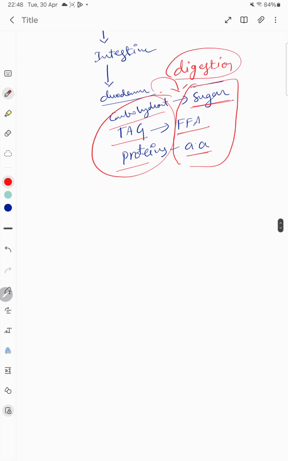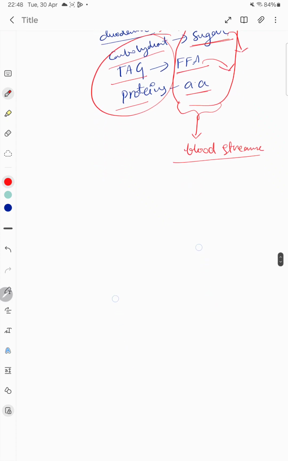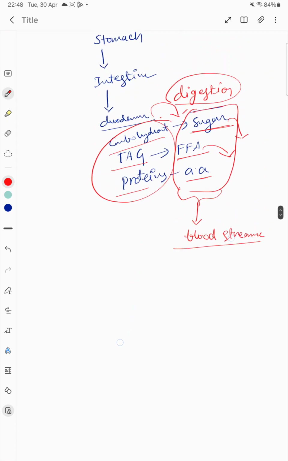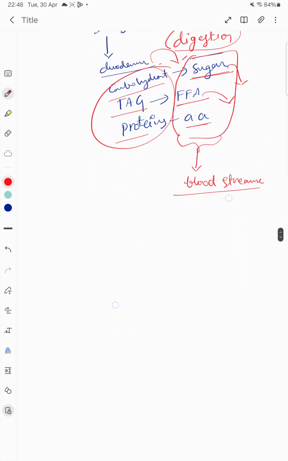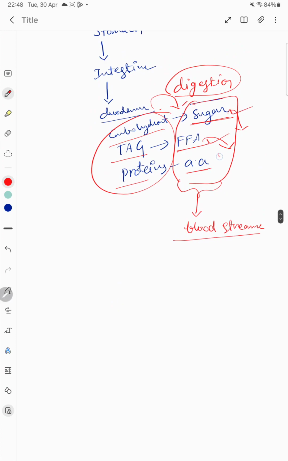Once the digestion is done, these broken down products will enter into the bloodstream. There are so many mechanisms through which these will enter. In terms of fats, they will enter into the lymphatic system first and then later into the blood. I am just giving you a general overview; this video is not about digestion. So I am directly saying sugars, fats, amino acids, they enter into the bloodstream.